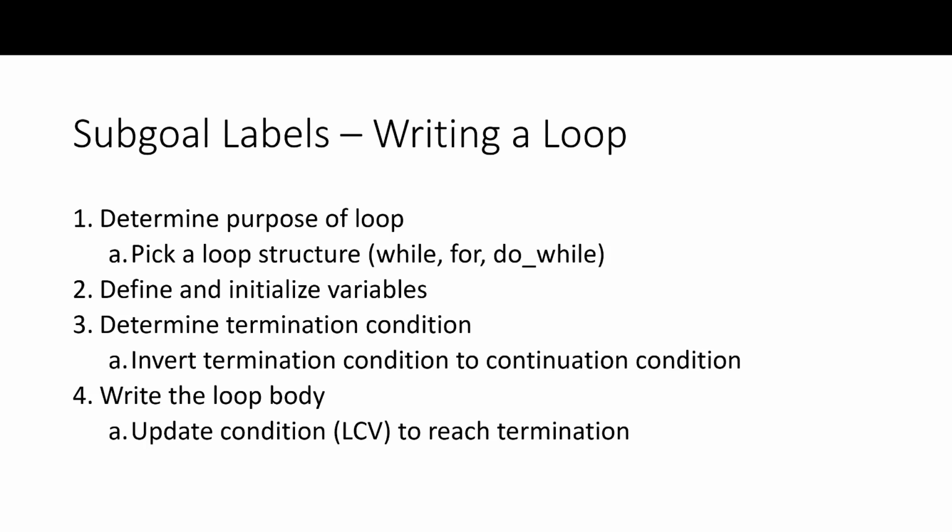This is the worked example for writing loops. The subgoal labels for writing a loop are: 1. Determine the purpose of a loop. Then you will pick a loop structure, for, while, or do while, based on the purpose of the loop. 2. Define and initialize your variables. 3. Determine the termination condition, and then invert that termination condition to turn it into a continuation condition.